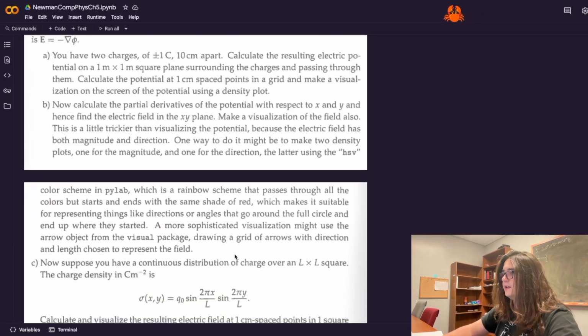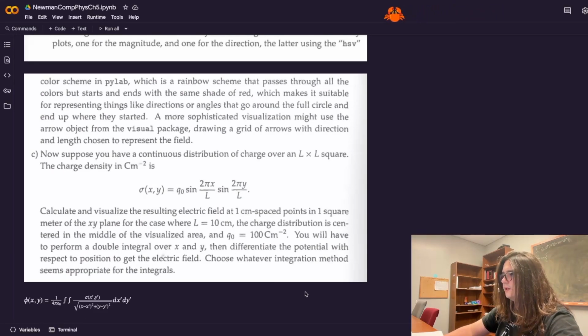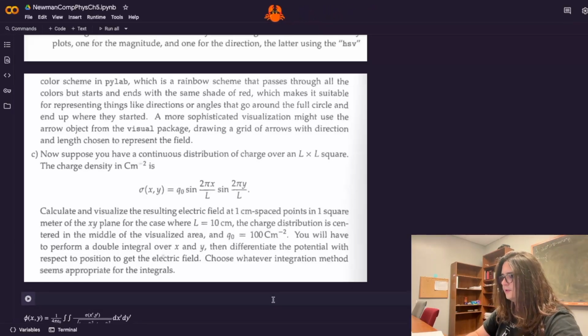So we're going to do a code cell here. We're going to be importing numpy as np as always, and then also matplotlib.pyplot as plt.